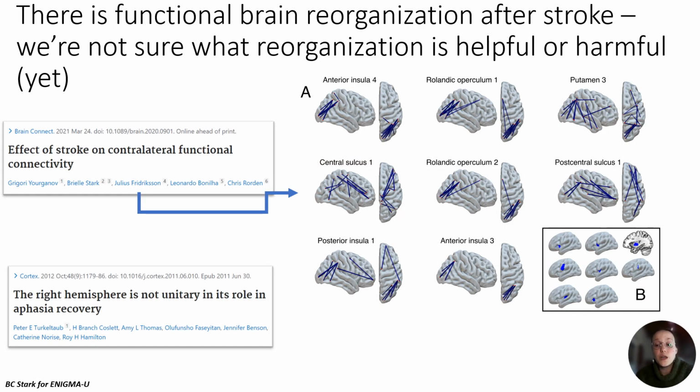So therefore, we know the brain can change, right? We've known this for a very long time. What we now want to figure out is what reorganization of the brain is actually helpful and what reorganization of the brain is harmful. That's currently, I would say, the bread and butter of what many of us in cognitive neuroscience of aphasia and language are trying to figure out.